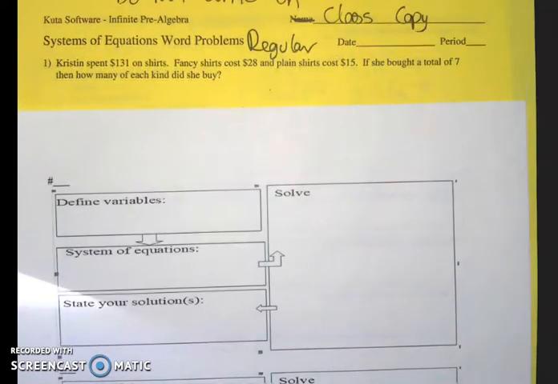Okay, so let's check out this problem. Kristen spent $131 on shirts. That's a lot. They're fancy shirts, though. Oh, there's plain ones as well. So fancy shirts cost $28 and plain shirts cost $15. If she bought a total of 7, then how many of each kind did she buy?